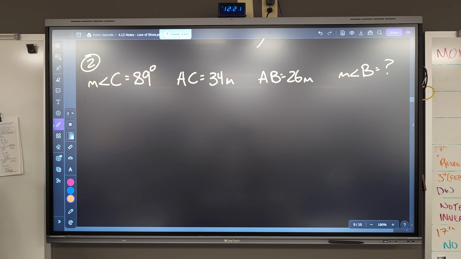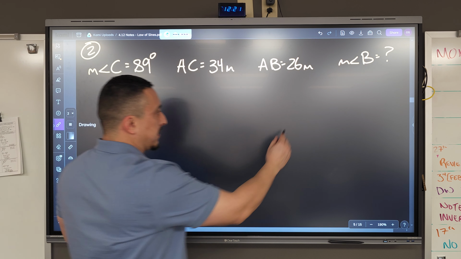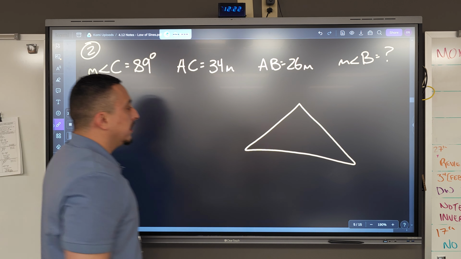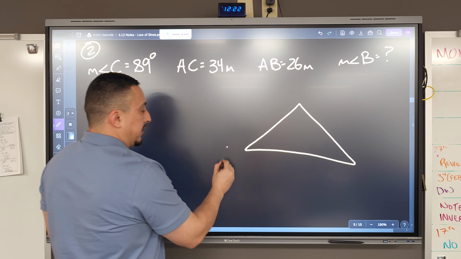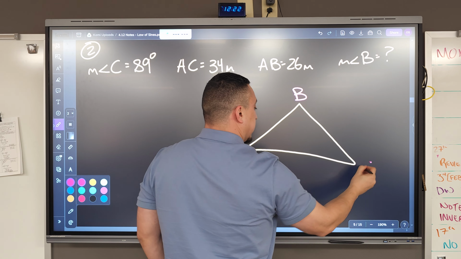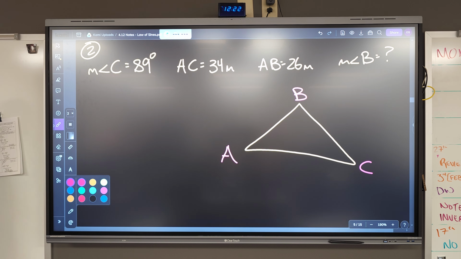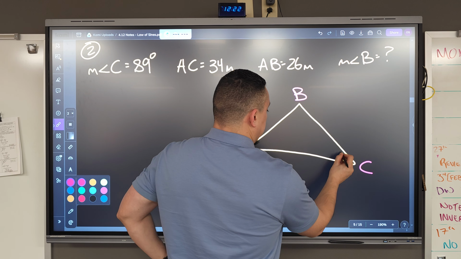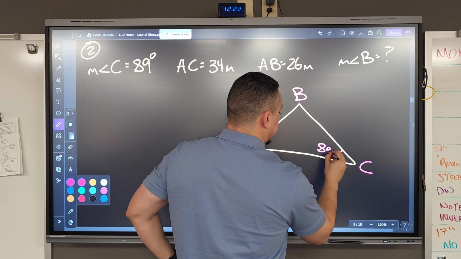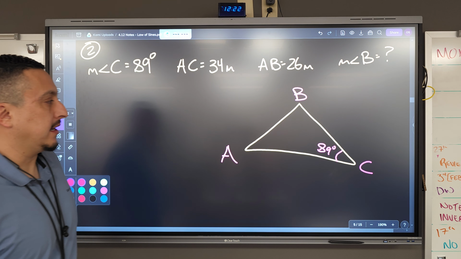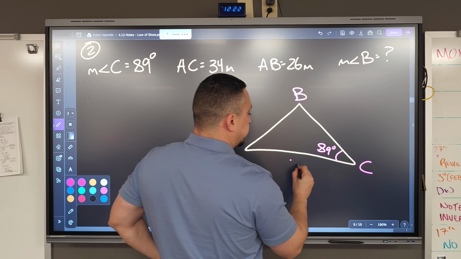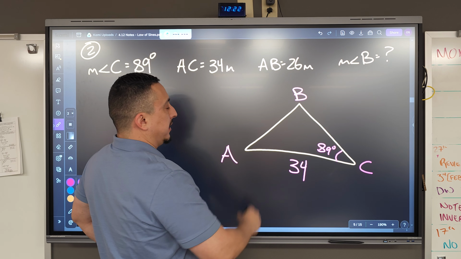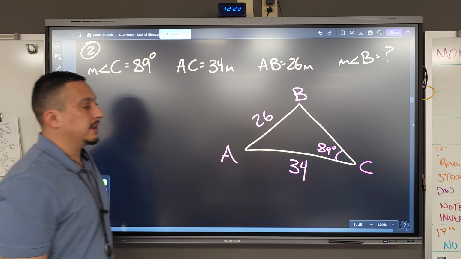So there's something different about this problem, okay? So I want to do it with you. Let's just draw ourselves a triangle. And again, A, B, C. It's not a rule, you can label it, you can call it top A, it doesn't matter, but just stick to whatever you call it. So angle C is 89. Side AC is 34. And side AB is 26.